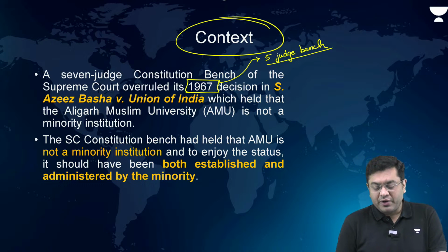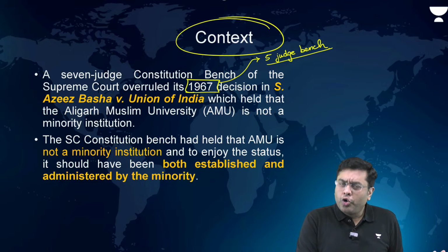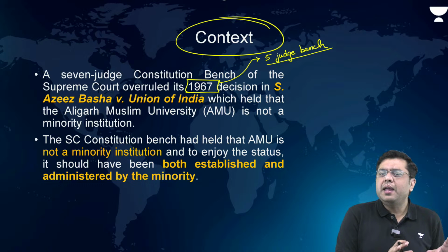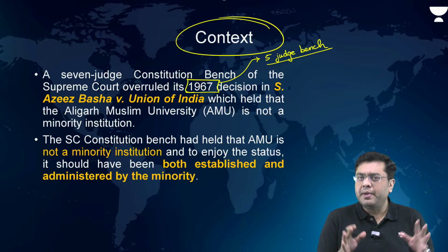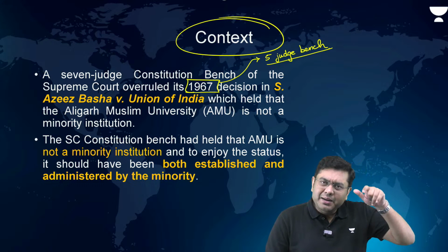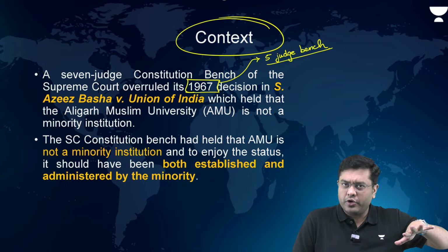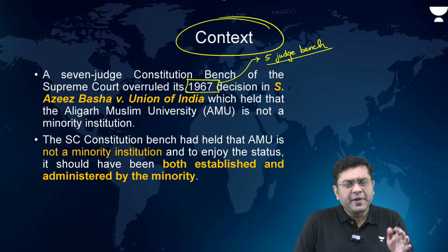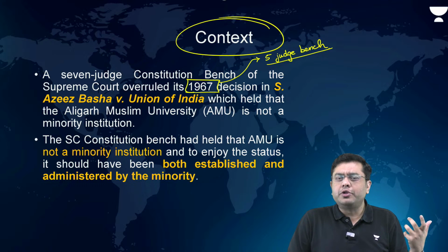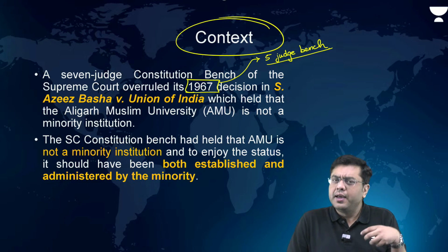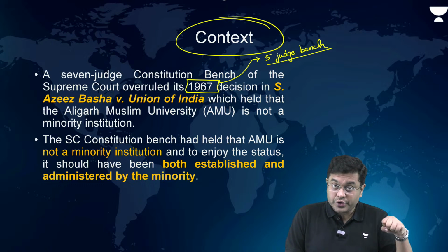in S. Azeez Basha versus Union of India. Now, in that case, the court's judgment was basically that AMU is not a minority institution. Aligarh Muslim University is not a minority institution. Now, regarding minority institutions, the article of the Constitution which covers the provision is Article 30, and particularly Part 1 of Article 30, which gives the minorities, be it religious, linguistic, any kind of minorities, the right to administer and run their own institutions.